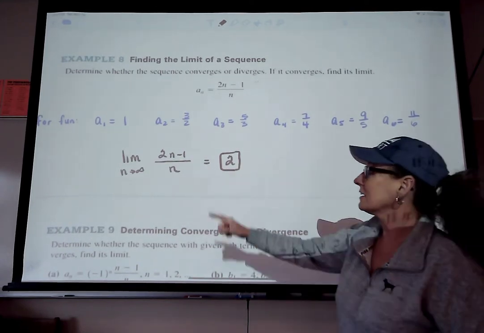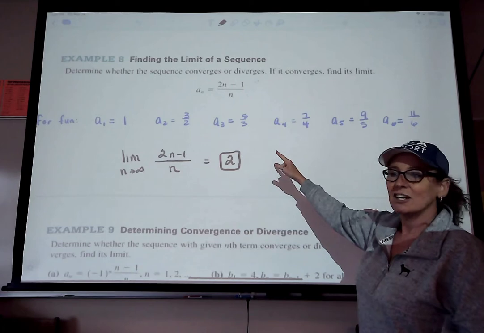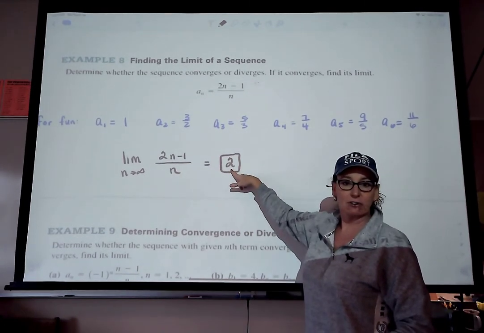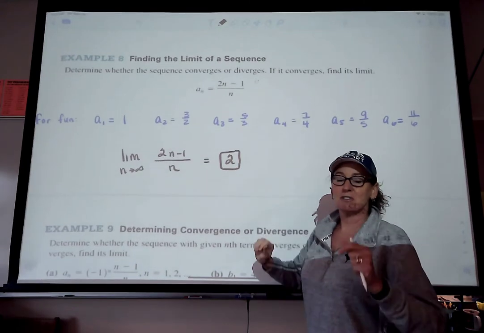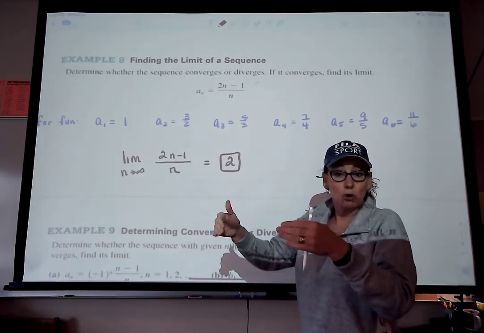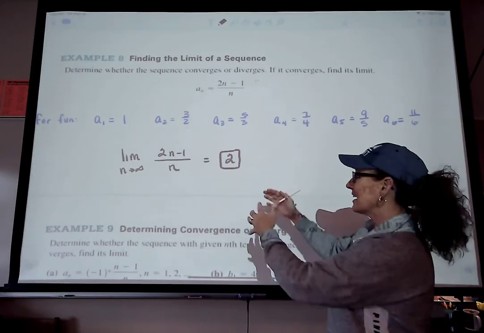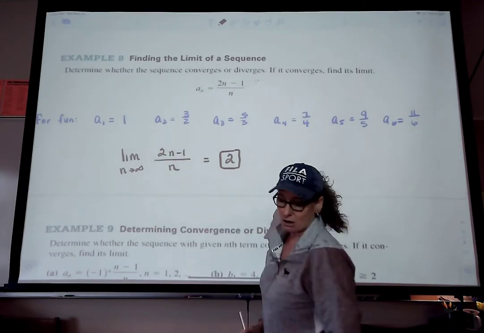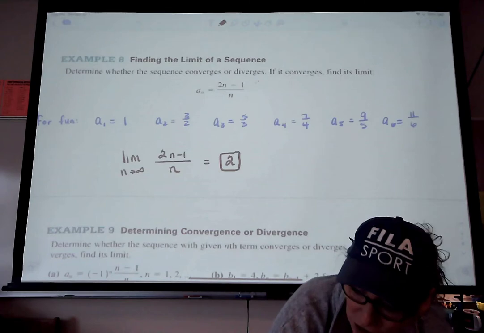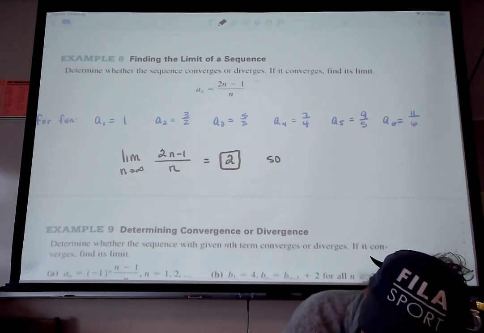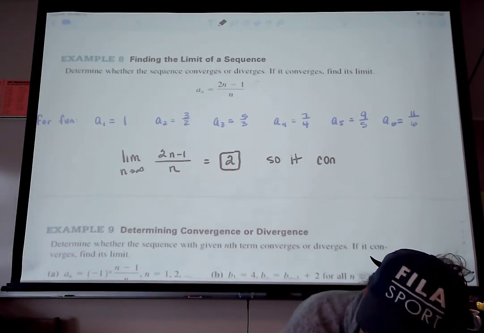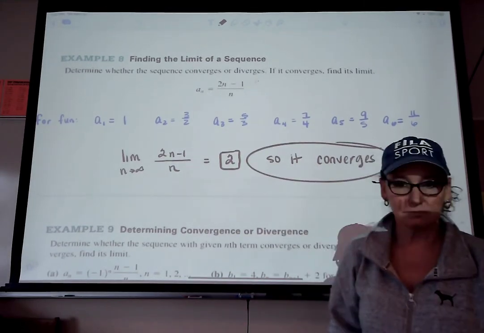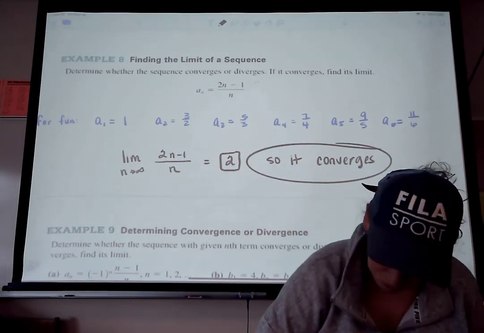What this is saying is each term will get closer and closer and closer to 2. Will it ever reach 2? No, but 2 is the value that it's headed toward. So since I got a definite answer, a value for when I did a limit on it, I can say that this sequence converges. Moving right along.